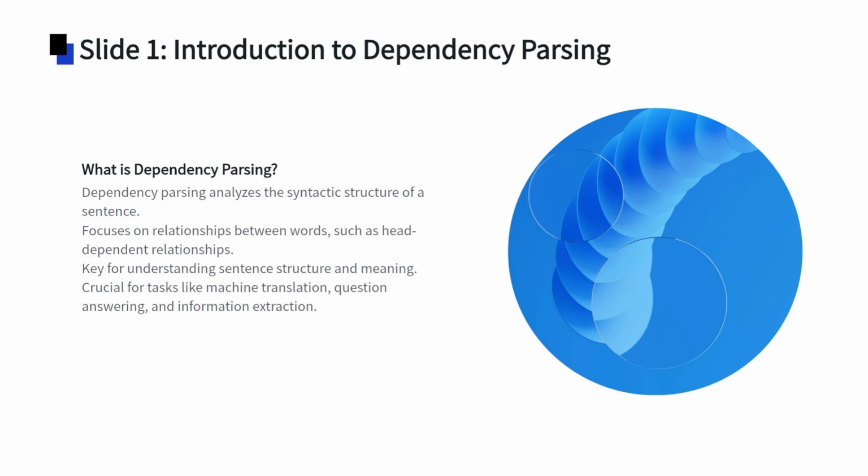For instance, in the sentence, "The dog chased the ball," dog is the subject, head of chased, and ball is the object of chased. By mapping out these relationships, dependency parsing helps machines understand sentence structure and the meaning behind it, which is critical for tasks such as machine translation, question answering, and information extraction.